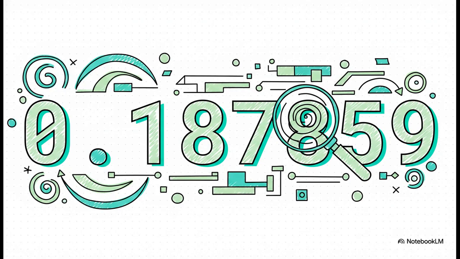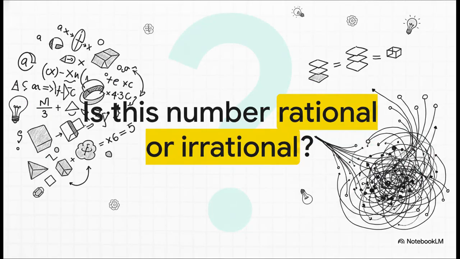And thanks to some seriously heavy-duty numerical computation, we actually know what this constant looks like. It has a decimal expansion roughly equal to 0.187859, and so on. We can compute it, we can see it, it's a real, tangible value. But here is the absolute bombshell for you algebra students.